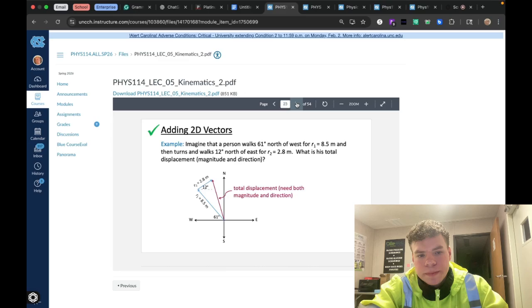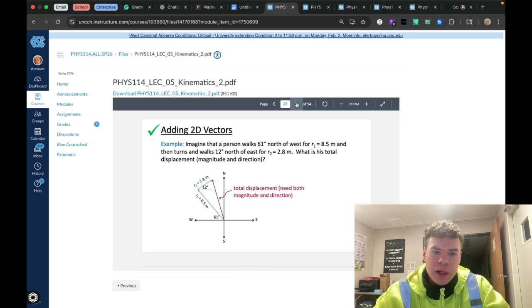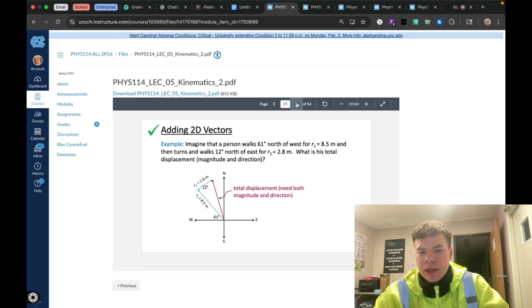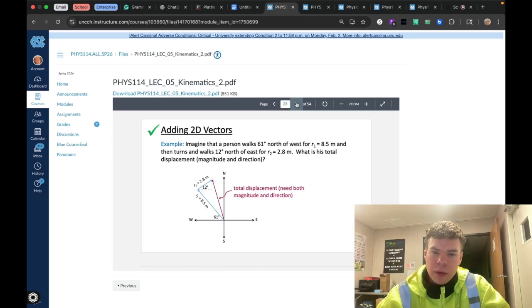Adding 2D vectors. Imagine that a person walks 61 degrees north of west for 8.5 meters and then turns and walks 12 degrees north. What is the total? So this is basically using sine and cosine, right? You're trying to find the total x and y displacement, but they're at angles, and you're going to have to do this using trigonometry. The best way I've learned to do this, because I literally messed this up on a practice test question, so I had to learn this the hard way.